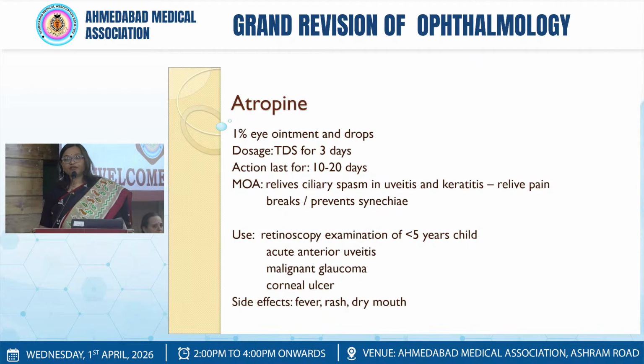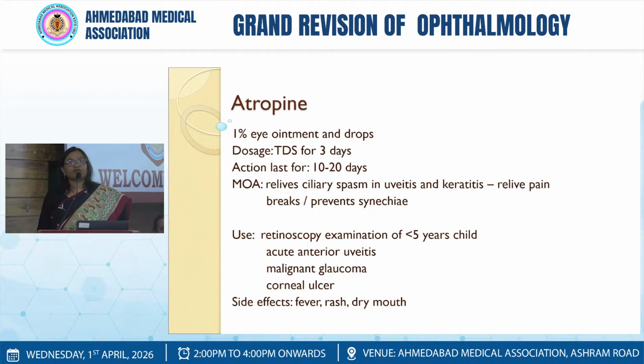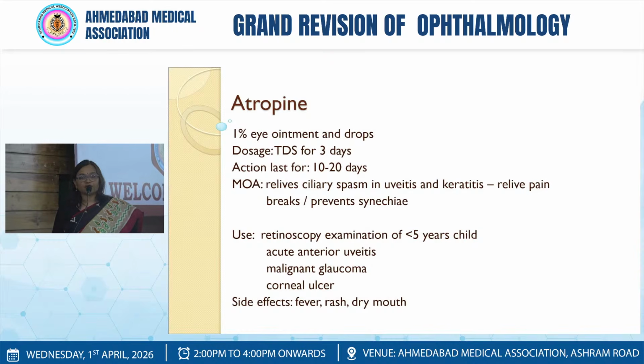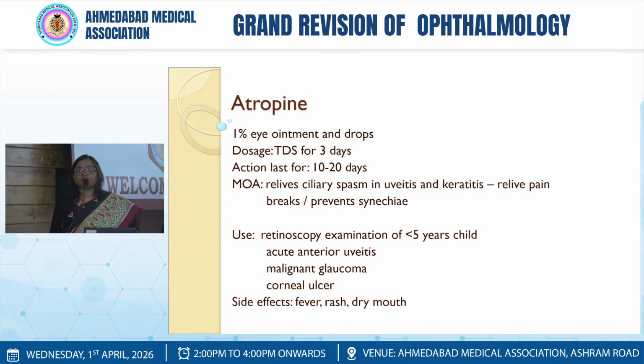The side effects of atropine: if you are giving it to a pediatric patient, you have to instruct the mother that the child may have a mild form of fever or rash, and if that appears, the drug has to be discontinued. Usually there is no significant ocular side effect of atropine apart from the cycloplegia, which lasts up to 21 days, so the patient will have photophobia. The systemic side effects are those of atropa poisoning, that is fever, rash, dry mouth, dry skin and tachycardia.